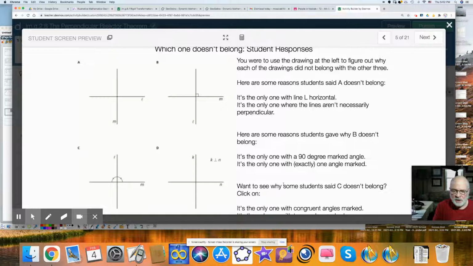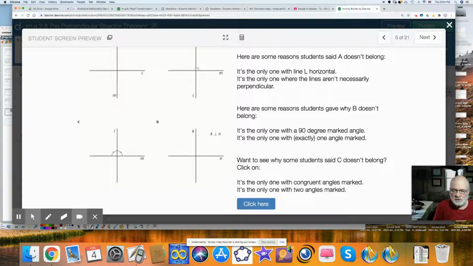Some students said C doesn't belong because it's the only one with 2 congruent angles marked. And it's the only one with 2 angles that are marked. And you'll notice that this is a straight angle that we call a linear pair, which means it adds up to 180. And if both of these angles are congruent and it's 180, that means each one of these is 90. And that's going to play a factor later on in this discussion for today.